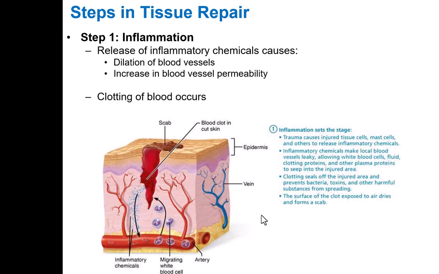Inflammatory chemicals will get released, and that leads to dilation of blood vessels, bringing those inflammatory chemicals to the site of the damage. Also, the blood vessels will increase in permeability. When you get to A&P2 and learn about the immune system, you'll come back to inflammation. But these two events allow inflammatory chemicals and white blood cells to get to the site of damage to start the process of repair. And also, blood clotting will begin.